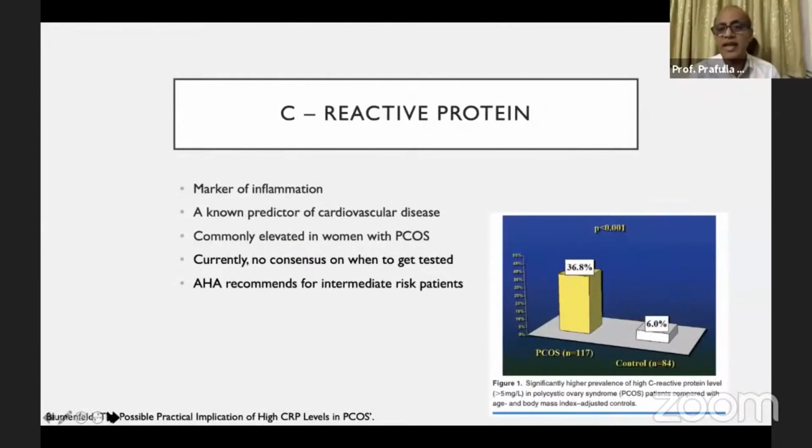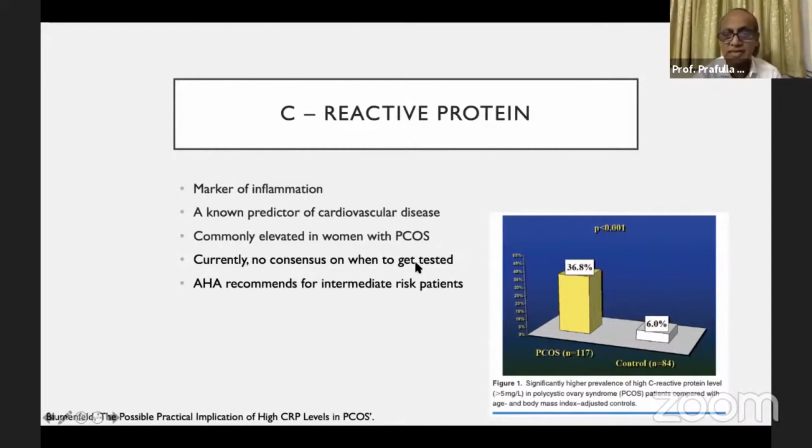Now, C-reactive protein, as Dr. Unni mentioned, is a marker of inflammation. So you have to rule out inflammation before you order it in any patient. And what we order is a high sensitivity C-reactive protein, not the usual one. At the lower end of the spectrum, we try to detect with a high sensitivity C-reactive protein. And it has been a known predictor of cardiovascular disease, as is shown by this study, which Dr. Unni has mentioned about, and is commonly elevated in women with PCOS.